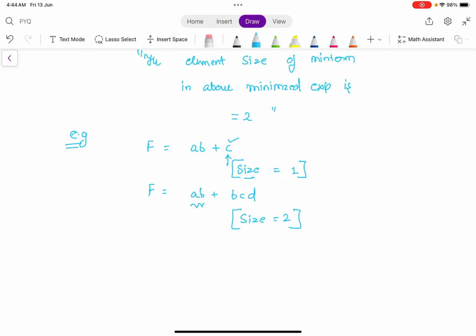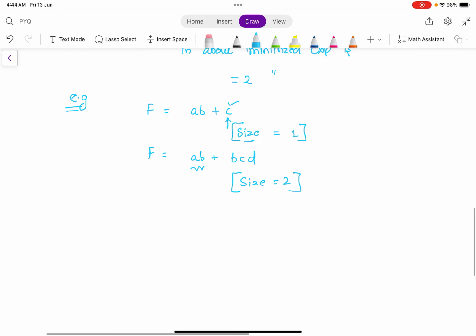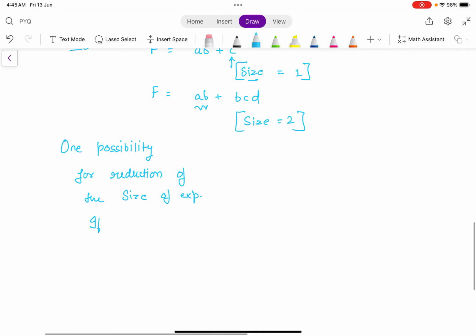Why I am telling you this is because there is one possibility for reduction of the size of the expression if you have a smaller size minterm. I will explain these statements.